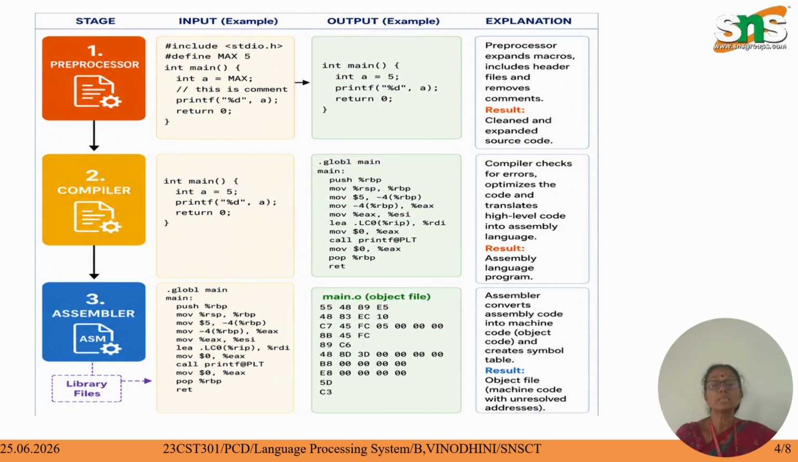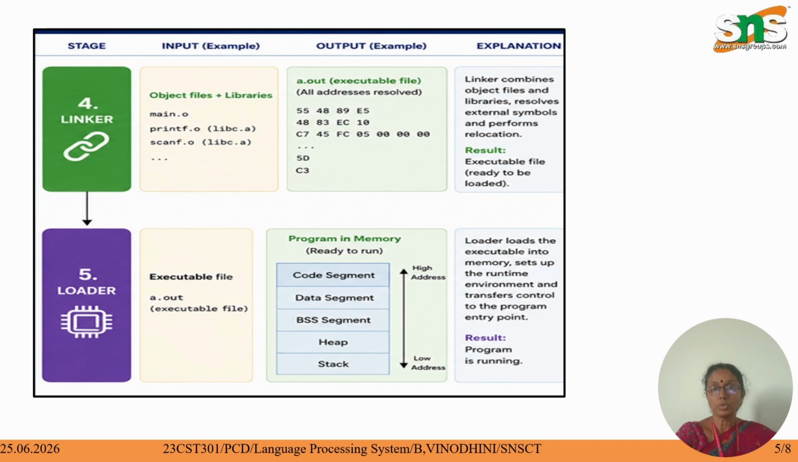And third is the assembler. The assembler converts our assembly level language program into the relocatable machine code level programs. So it produces the object file. What is an object file? It is machine code with unresolved addresses, so the addresses are not clearly defined in it. That is the relocatable machine code. Next, that could be given into the linker.